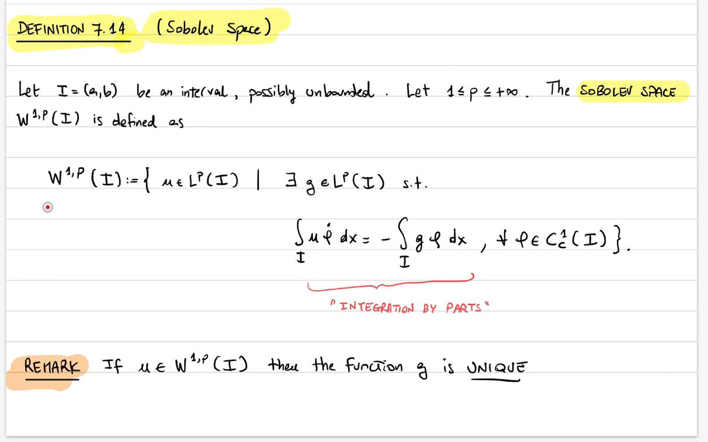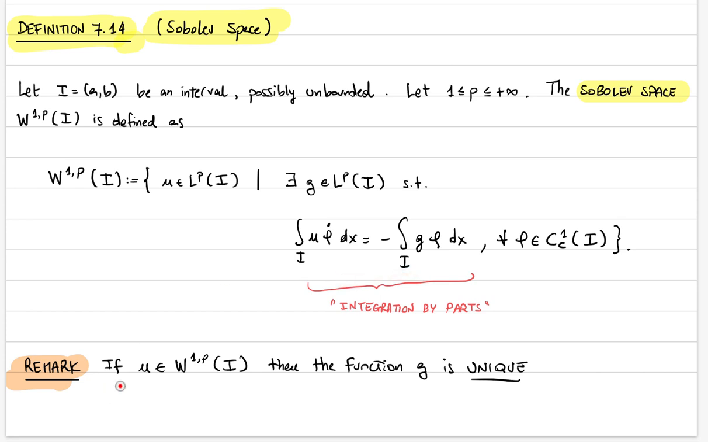And this W here, just to look at the notation, the 1 stands for the fact that we are requiring that the integration by parts formula holds for order 1, so we have only one derivative appearing here, only the first derivative. And P stands for the fact that we are looking at L^P functions, for which there exists a special function g in L^P satisfying this condition.